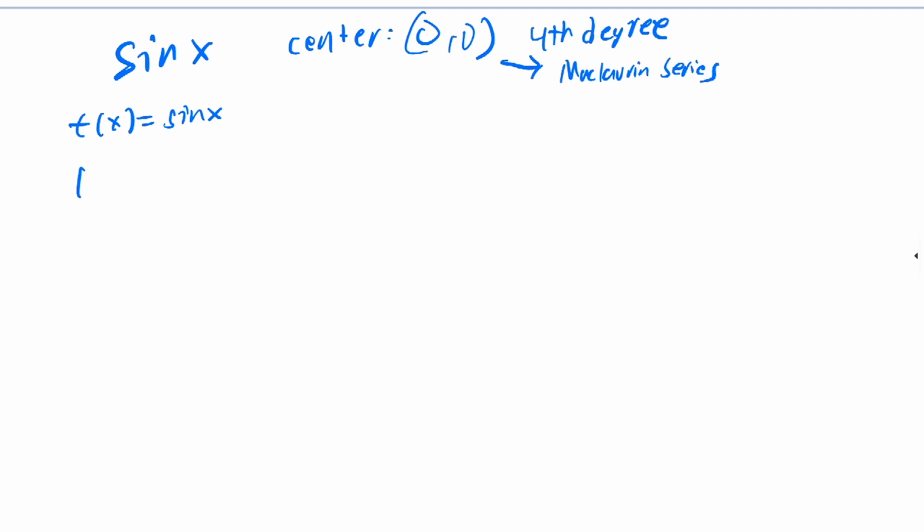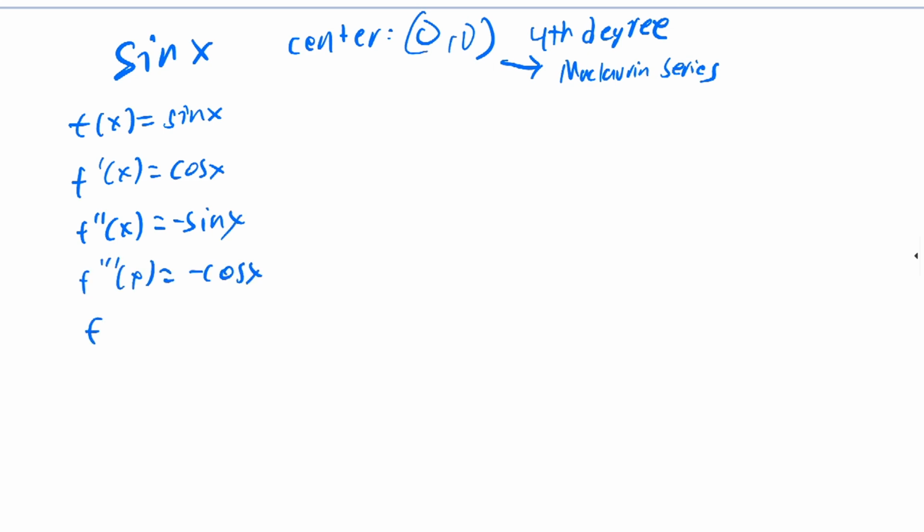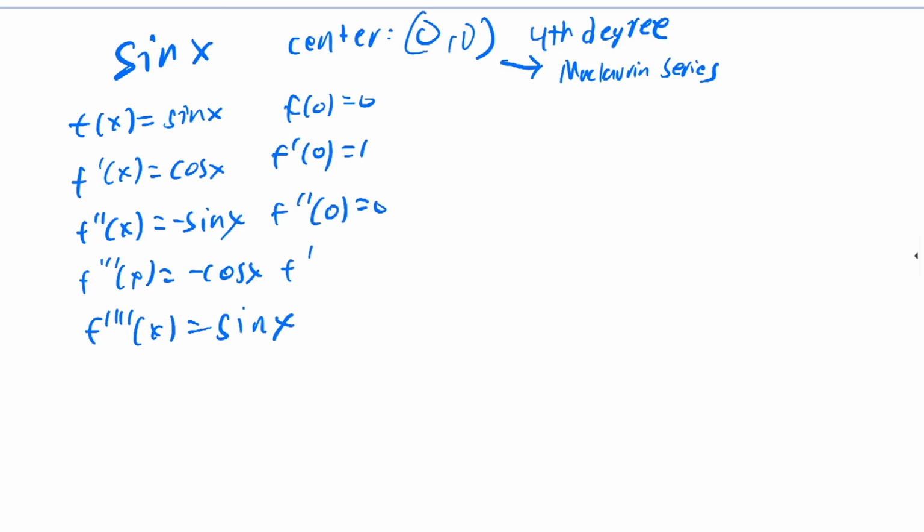So we need to find the fourth degree, so up to the fourth derivative. So f prime of x is equal to cosine x, f double prime, negative sine, f triple prime, negative cos, and f quadruple prime, we will be back to our sine x. So f of 0 is 0, f prime of 0 is 1, f double prime of 0 is 0, f triple prime of 0 is negative 1, and f quadruple prime of 0 is 0. And this is going to look interesting.